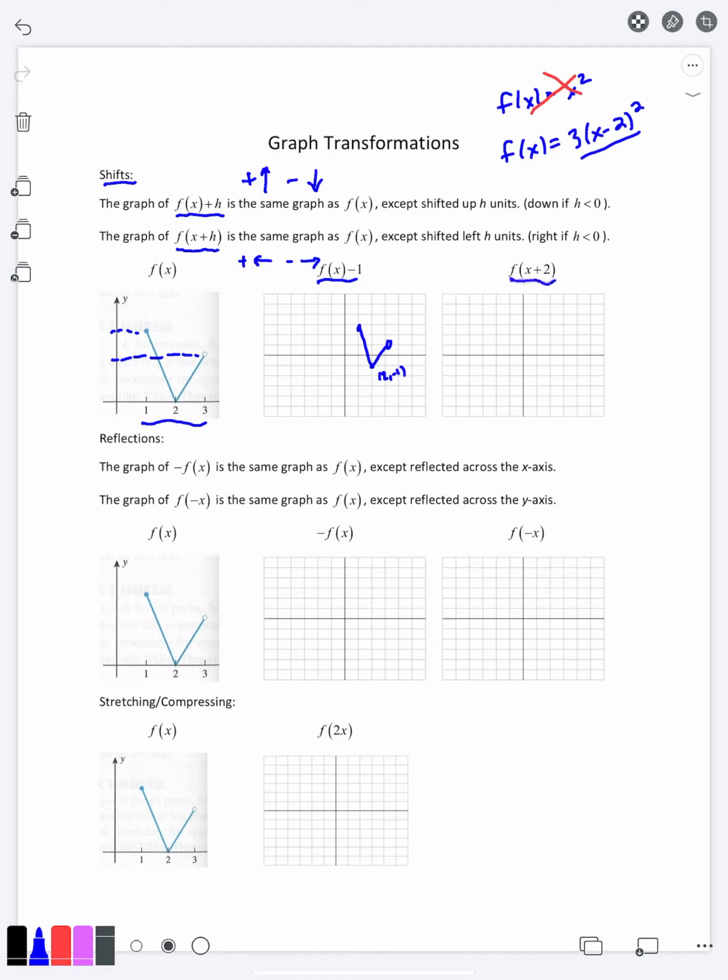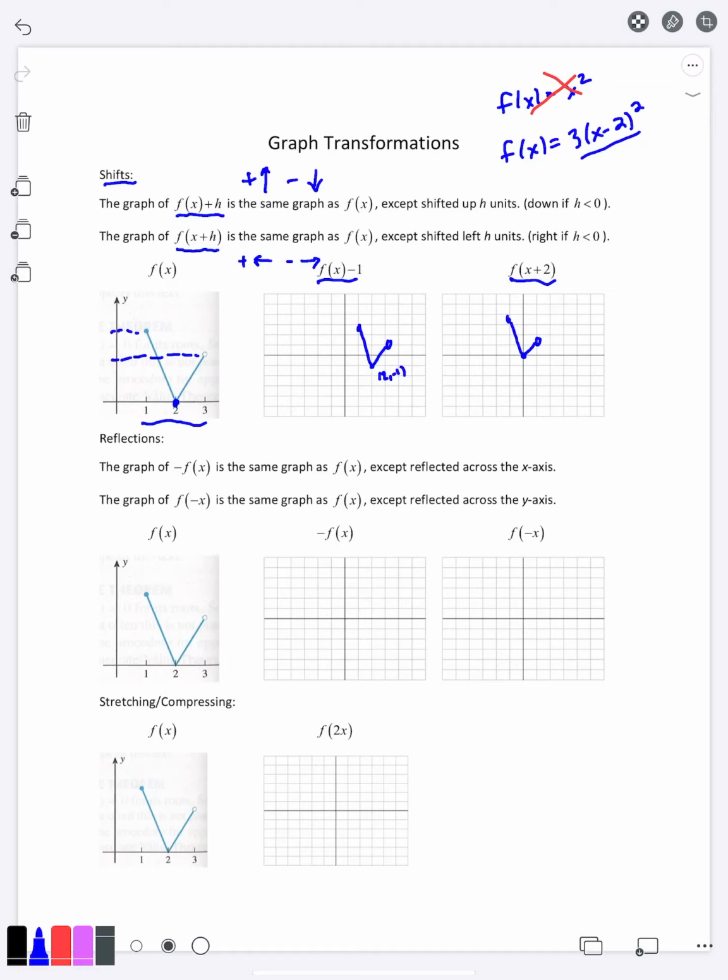On the other hand, f of x plus 2, that's adding 2 inside the formula here. That means it's going to be a left shift, because again, positive means left in this case. So we're going to move it left 2 units. Originally it was at (2, 0). Move it left 2, it's going to be at (0, 0). And the graph's going to look something like that. Okay, so this is the most common thing you're going to deal with: shifting left, right, up, and down. And you definitely want to make sure you are able to handle those.